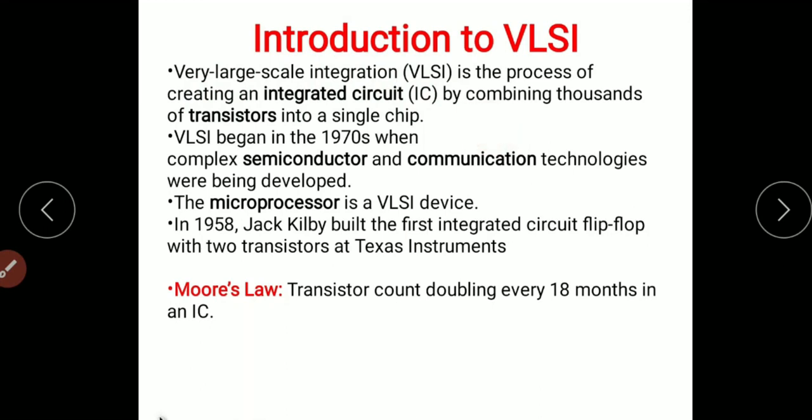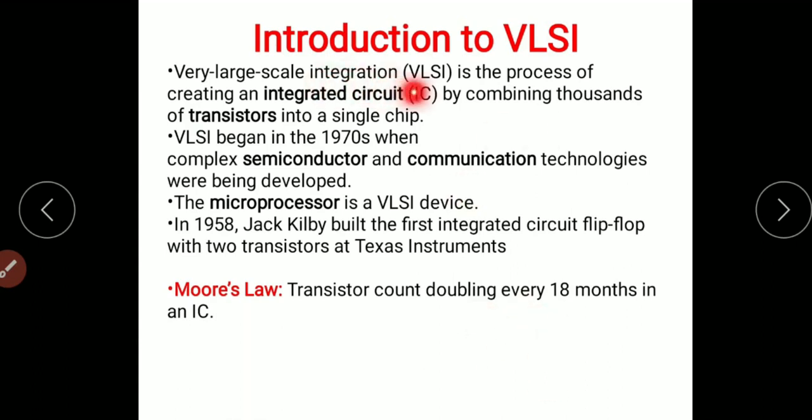If you observe, in our daily life we are using many electronic goods like mobile phones, smartphones, laptops. Almost all electronic goods are small in size. How is it possible to get this type of portable devices? Because of VLSI technology only.